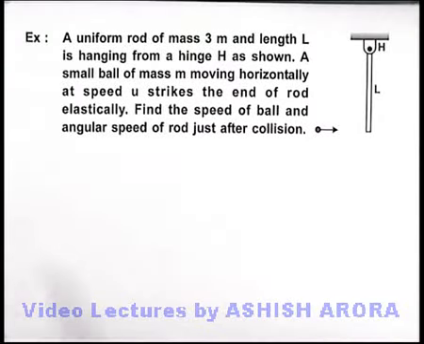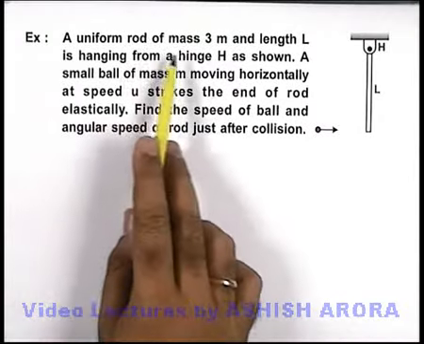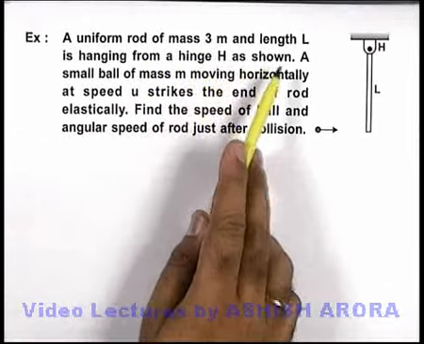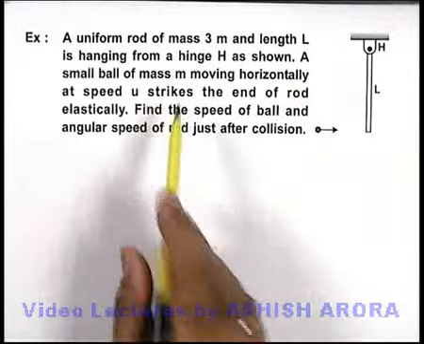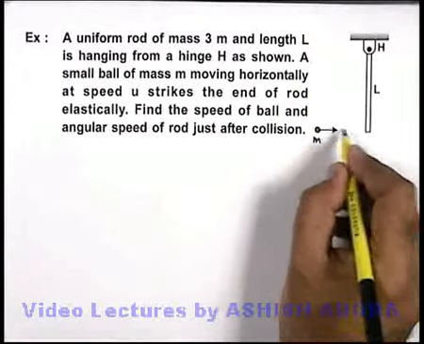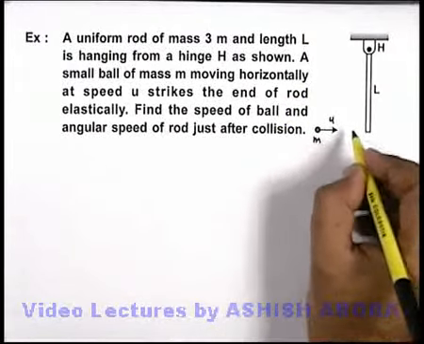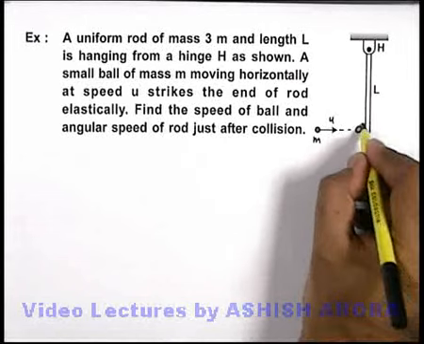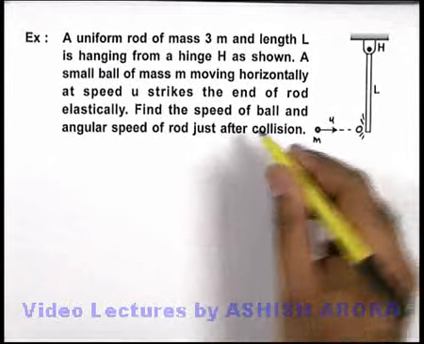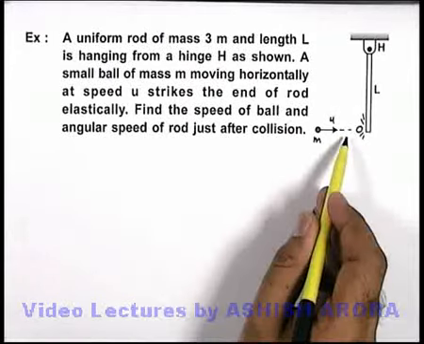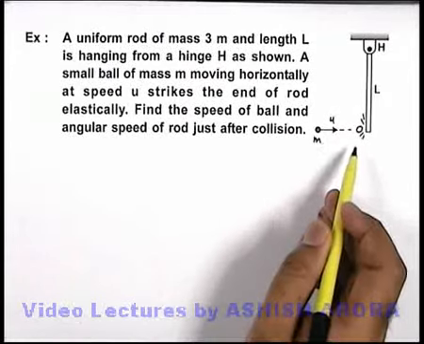In this problem, we are given that a uniform rod of mass 3m and length L is hanging from a hinge H as shown. A small ball of mass m, moving horizontally with a speed u, strikes the end of this rod, say it hits over here elastically. We are required to find the speed of the ball and the angular speed of the rod just after collision.